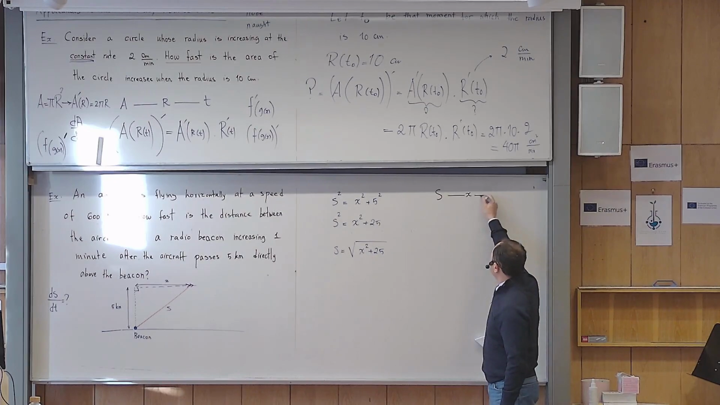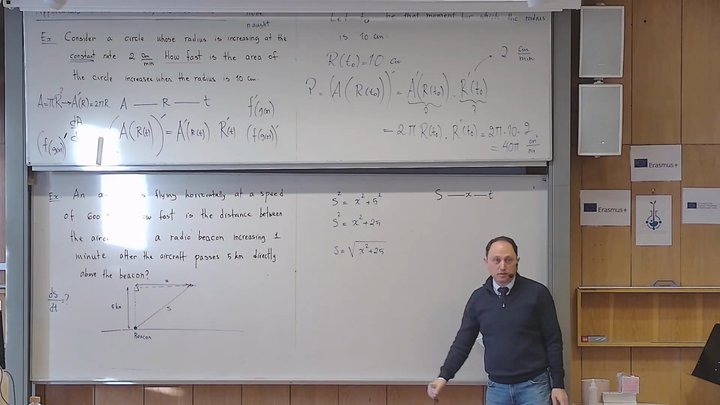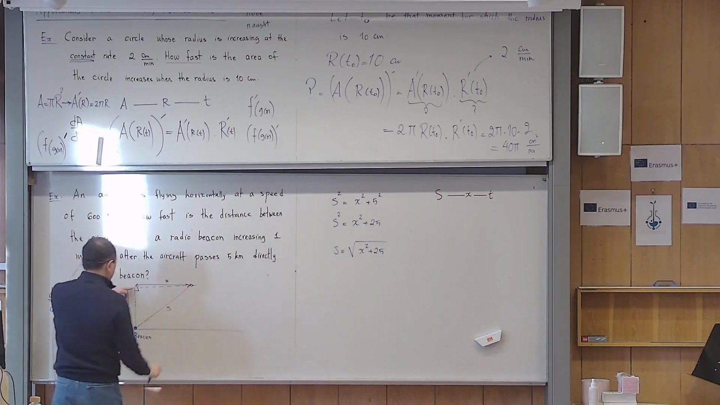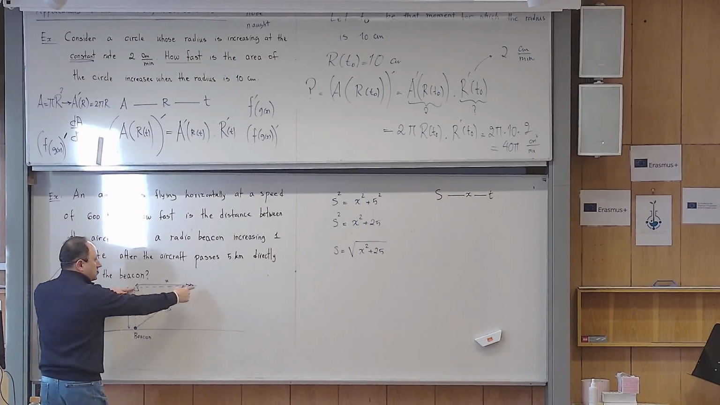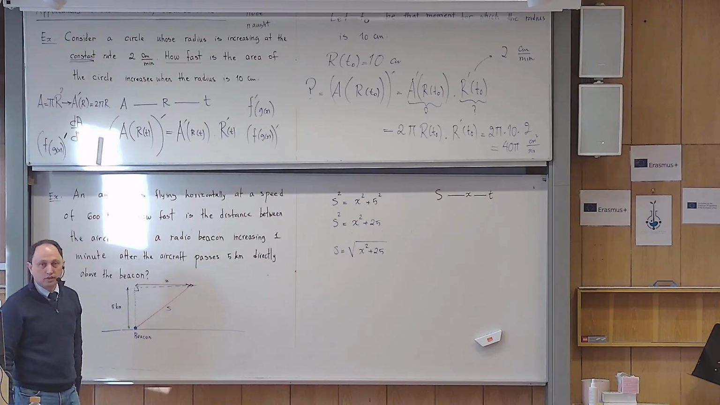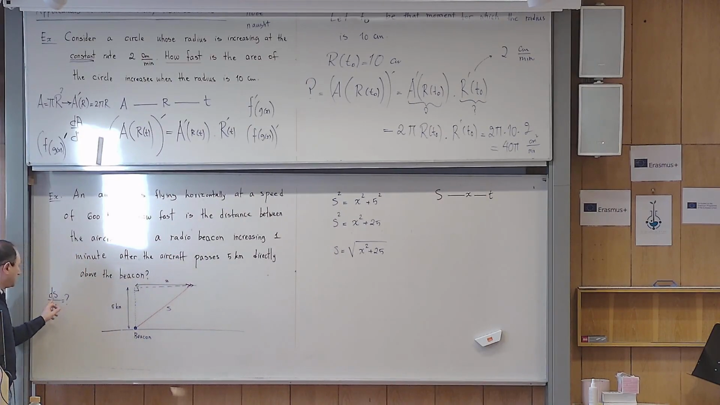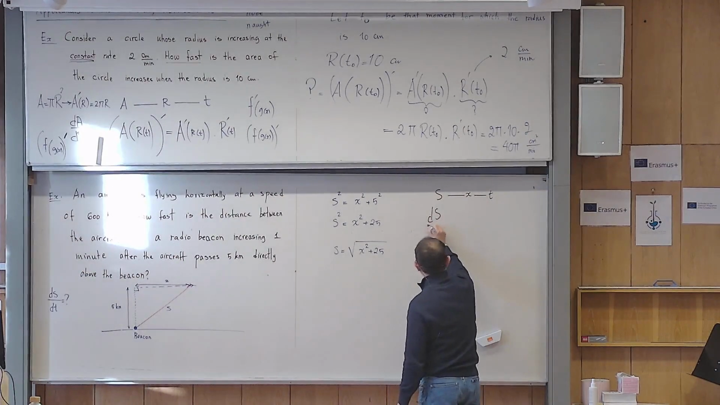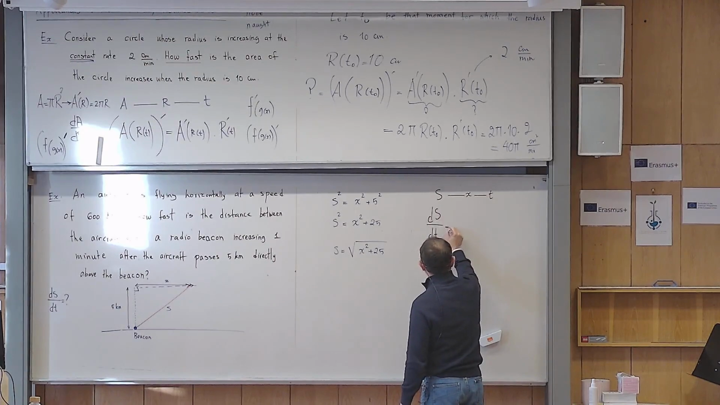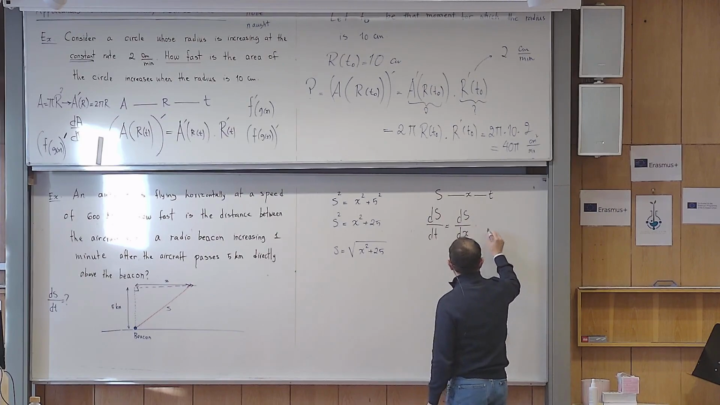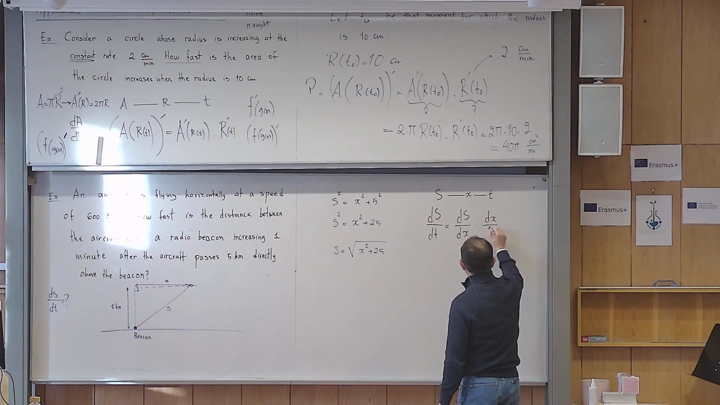But is it reasonable to assume that x itself is a function of time? Yes, because x is the distance from the aircraft to this point, and when time passes, this distance changes. So s is a function of x, which is a function of t. What is wanted in the problem? The rate at which s is changing with respect to time. So we use the same trick. What is the trick? ds/dt is equal to ds/dx times dx/dt.